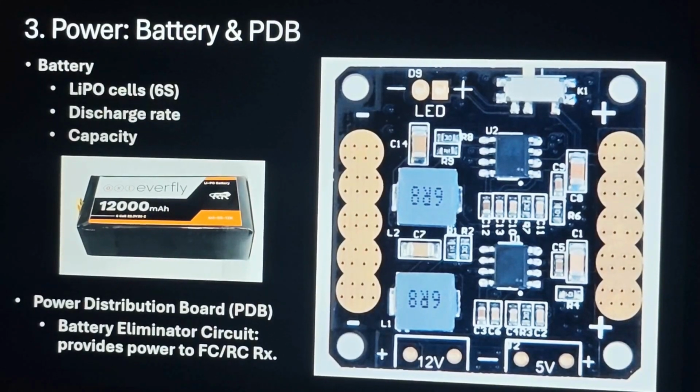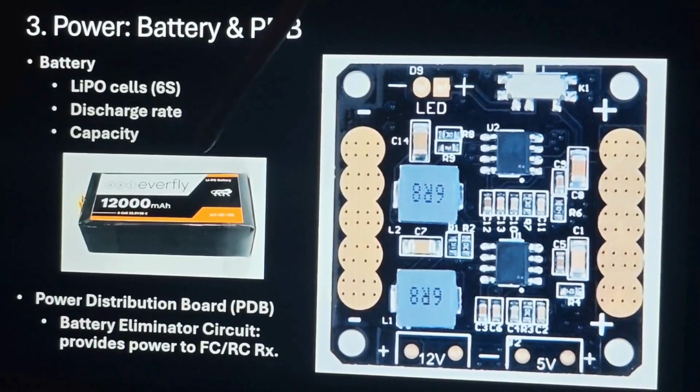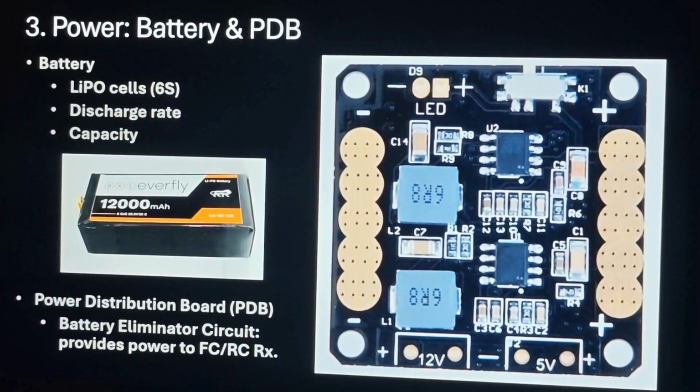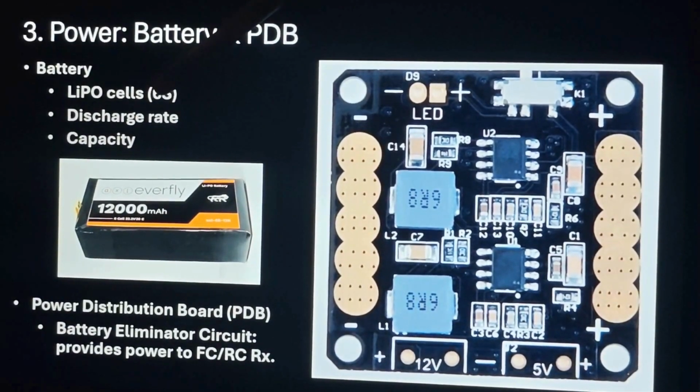In the third part, we have the power unit. The power unit is majorly driven by the battery. The battery's major material is lithium polymer, and this battery generally comes in multiple cells.